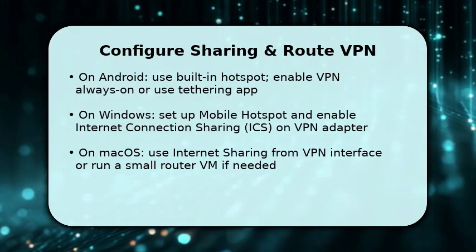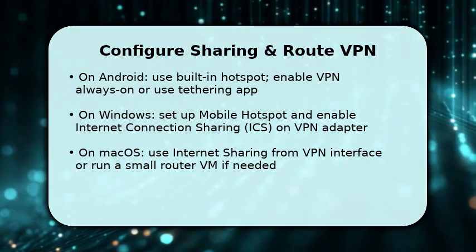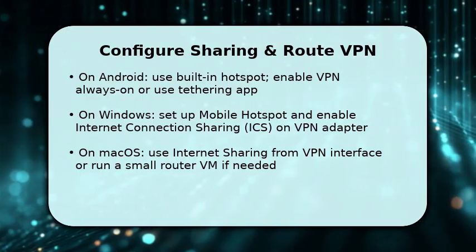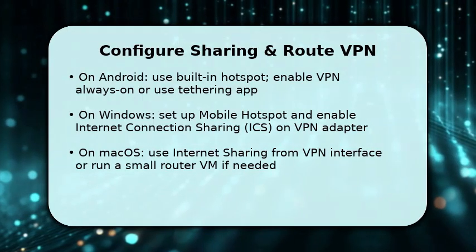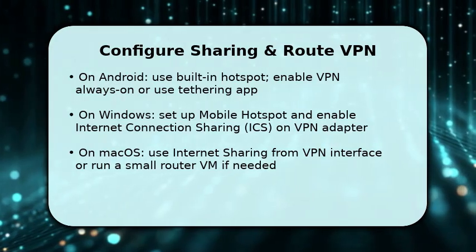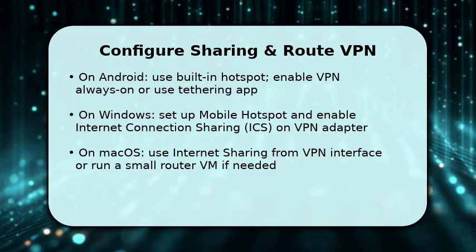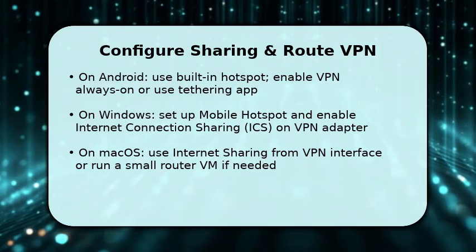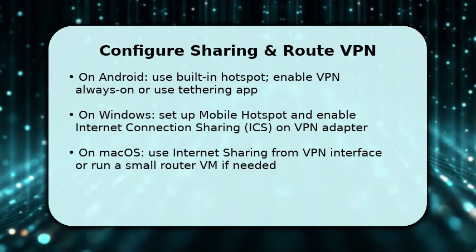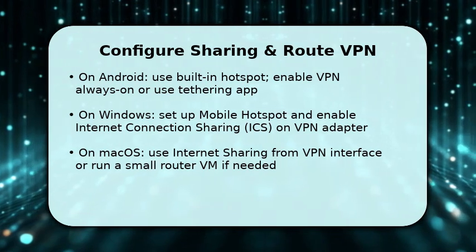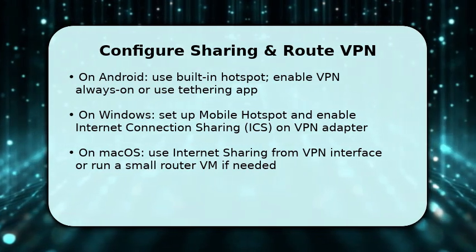On Windows, turn on Mobile Hotspot, then open Network Connections and enable Internet connection sharing on the VPN adapter, selecting the hosted network as the target. On macOS, choose Internet Sharing from the VPN interface if available, or create a virtual router in a lightweight VM. Make sure DNS and firewall rules allow forwarded traffic.